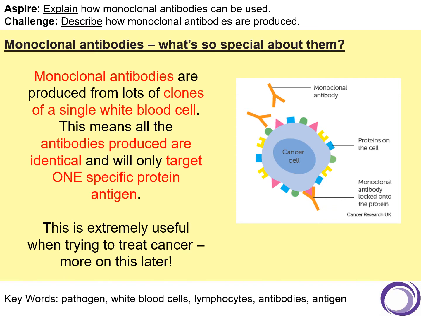So the first thing to talk about with monoclonal antibodies is what's so special about them. Monoclonal antibodies are produced from lots of clones of a single white blood cell. And what this means is all the antibodies that are produced are identical and will only target one specific protein antigen. Now this is extremely useful when we're trying to treat cancer, and I'll talk to you more on this later on in the lesson.